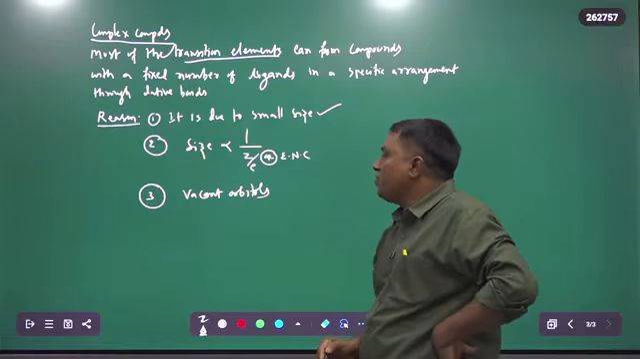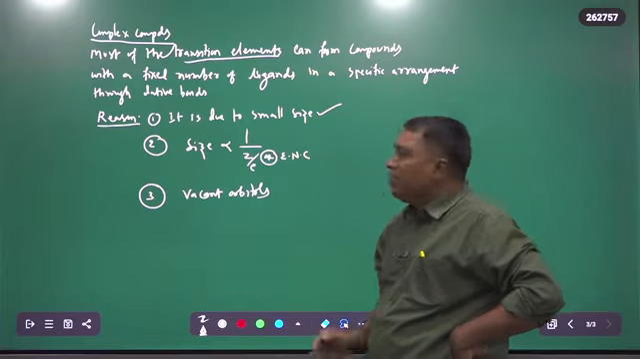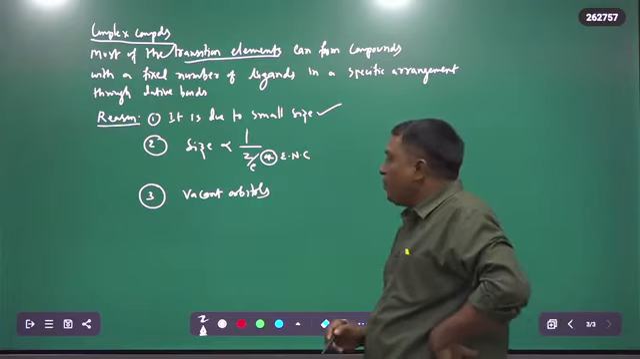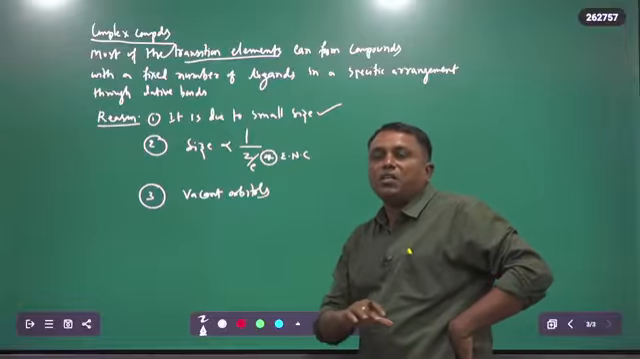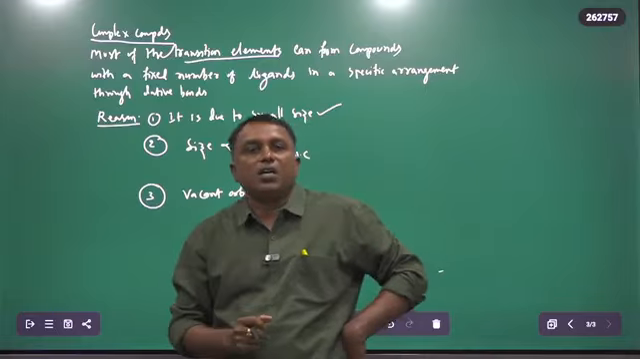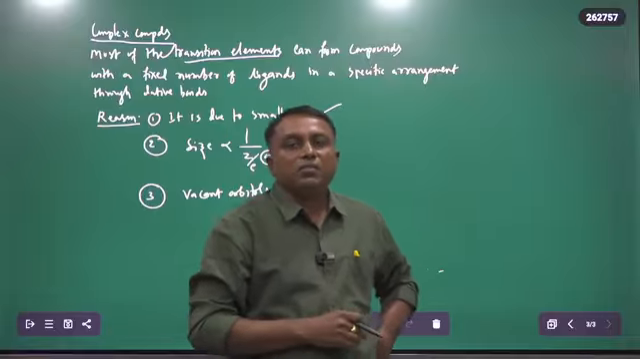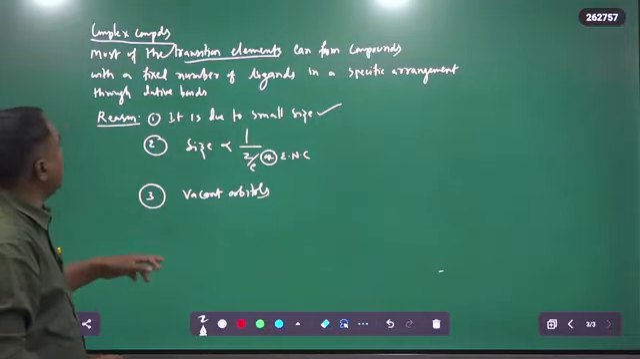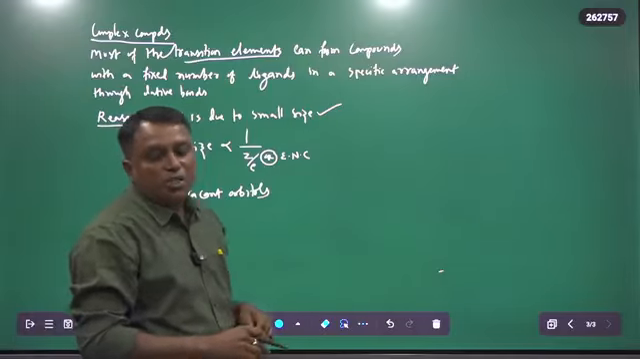And the third one is vacant orbitals in the central metal cation. If vacant orbitals are absent, there is no way to attract the electrons from the ligands into the metal. Therefore, vacant orbitals are also one of the important criteria for exhibiting complex compound formation.